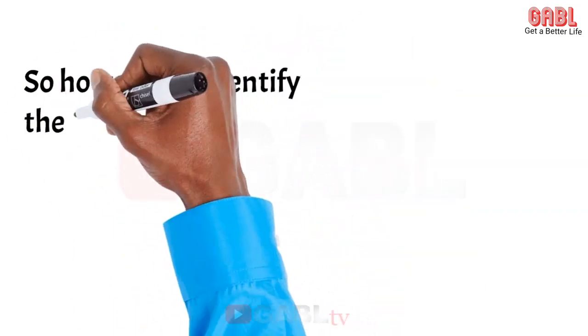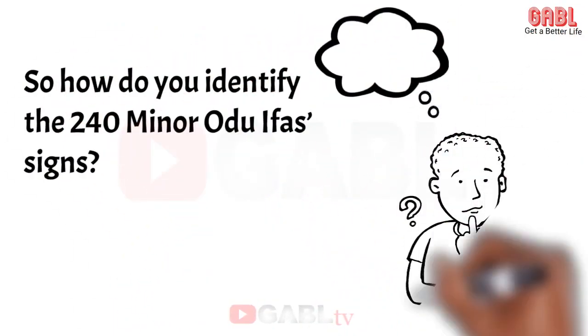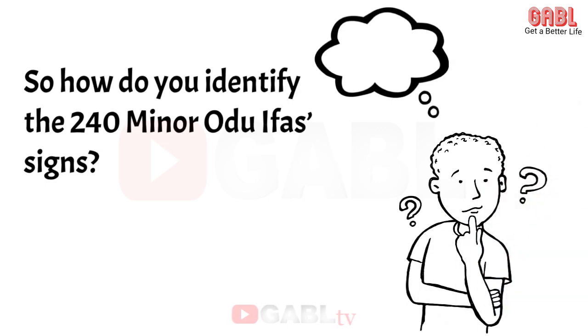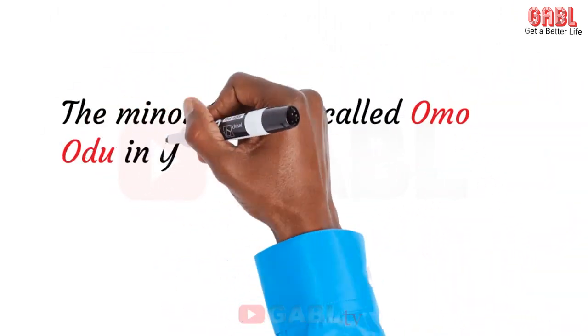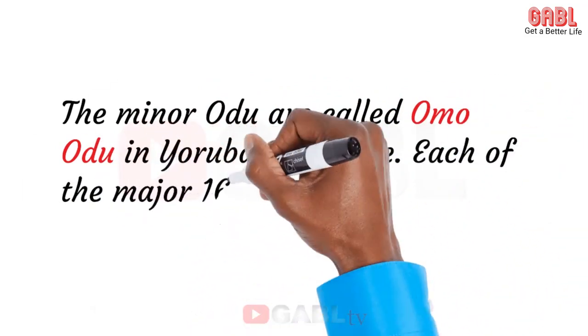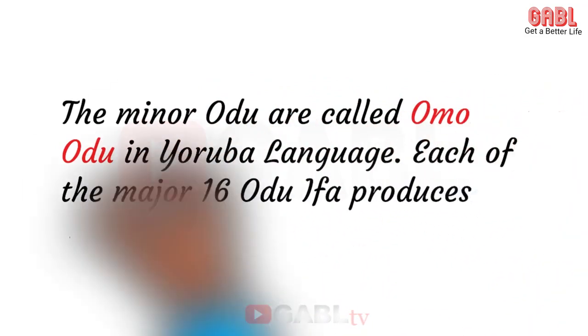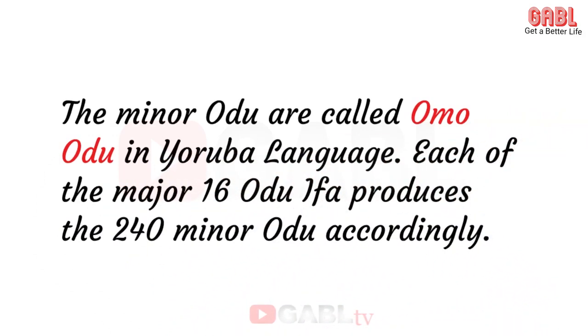So, how do you identify the 240 minor Odu Ifa signs? The minor Odu are called Omo Odu in Yoruba language. Each of the major 16 Odu Ifa produces the 240 minor Odu. Accordingly, here is how to identify them.